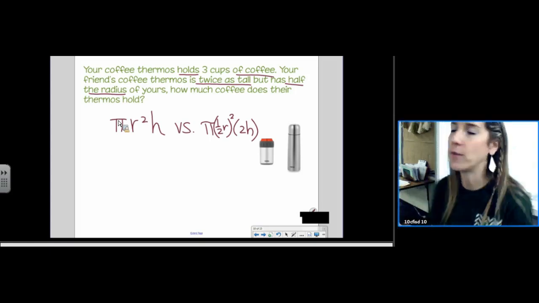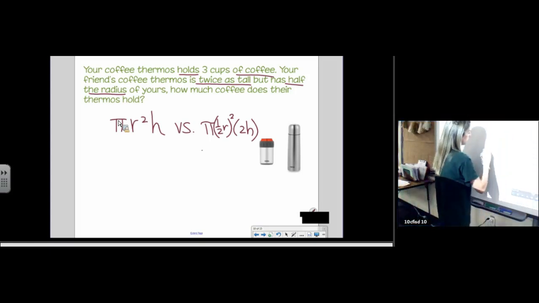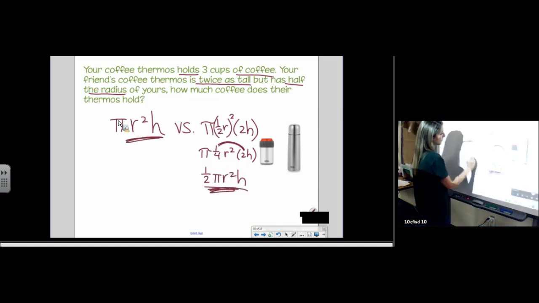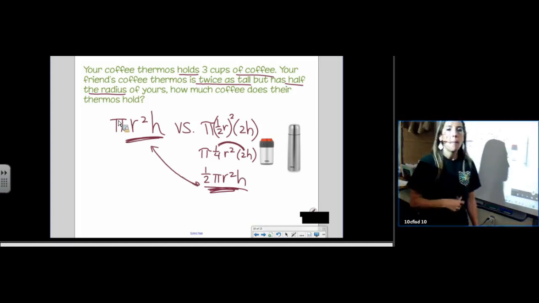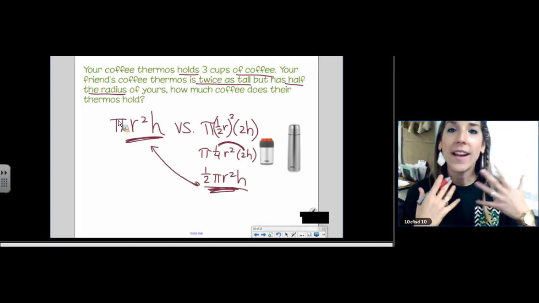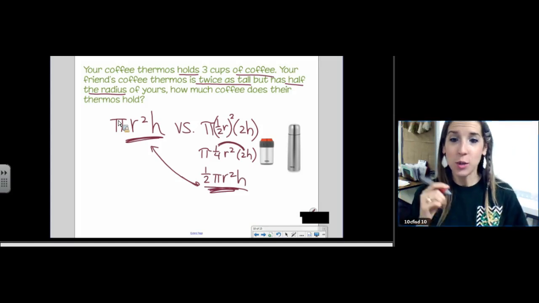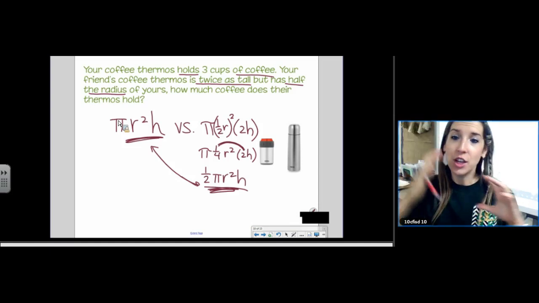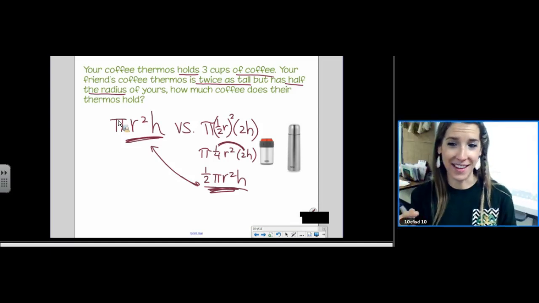You need to clean up that formula. You need to combine like terms. 2 times 1/4. So you're comparing those. Pi r squared h became 1/2 pi r squared h. So even though their thermos is so much taller than yours, your radius really gives you a lot more coffee.